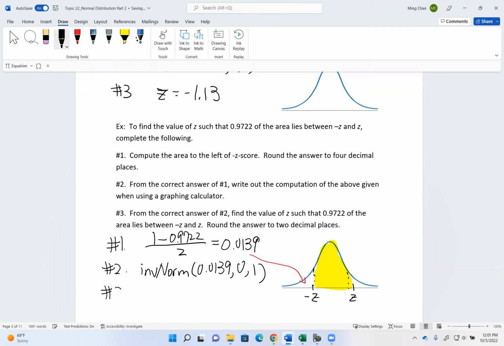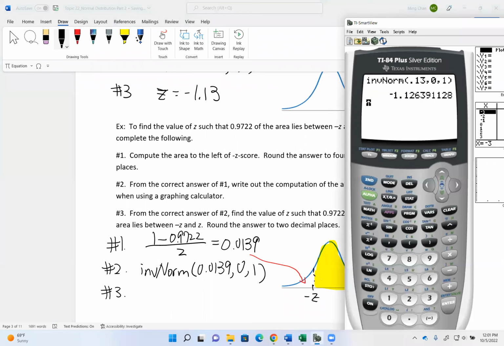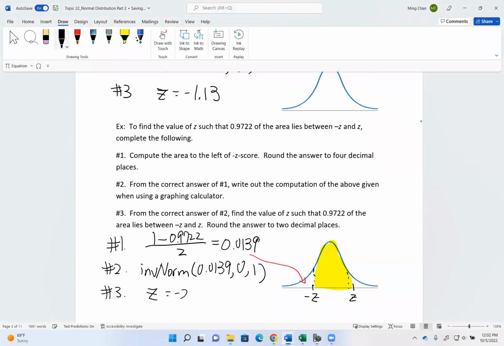So number 3, let's see what that is. Okay, 0.0139, comma 0, comma 1. All right, negative 2.20. So the other z-score must be the positive 2.20. If you don't believe me, then what we can do is find the area to the left of this z. Area to the left of this z has to be 1 minus the area to the right, right? Because 0.0139 is the area on this side and the area on this side. It's the area for both sides.